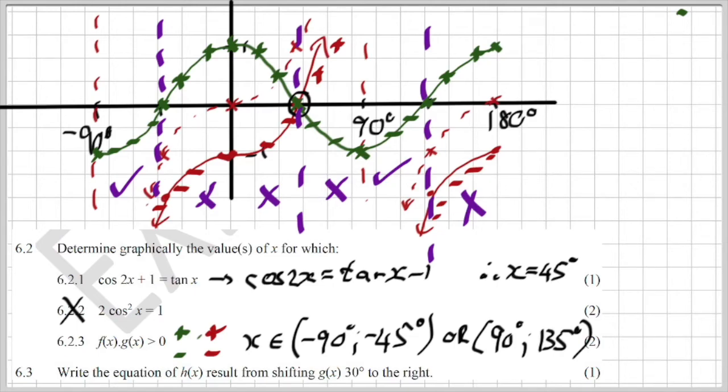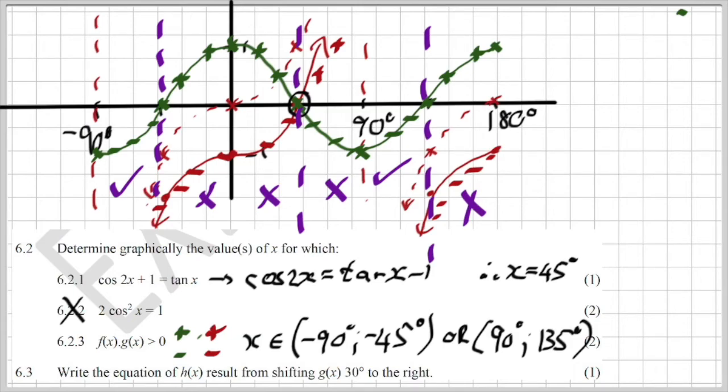Again, why do I use round brackets? First of all, at negative 90, my tan x graph is undefined. As well as I'm having just greater than 0, not equal to 0. So I cannot include 45 or negative 45 or 135 because one of the graphs is equal to 0, or maybe even at 45, both of them equal to 0. But I'm not looking for equal to, so I use round brackets.